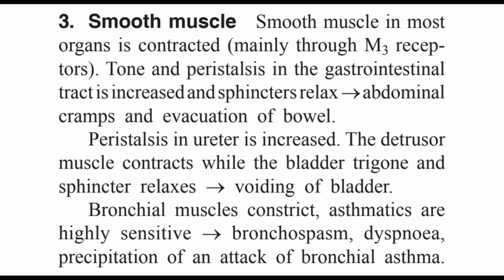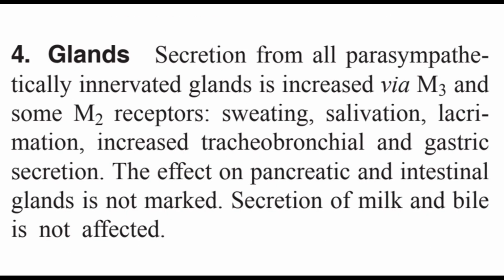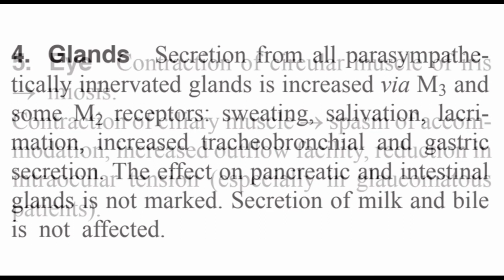Bronchial muscles constrict, and asthmatics are highly sensitive. Bronchospasm, dyspnea, and precipitation of an attack of bronchial asthma occur. Muscarinic action on glands. Secretion from all parasympathetically innervated glands is increased via M3 and some M2 receptors: sweating, salivation, lacrimation, increased tracheobronchial and gastric secretion. The effect on pancreatic and intestinal glands is not marked. Secretion of milk and bile is not affected.